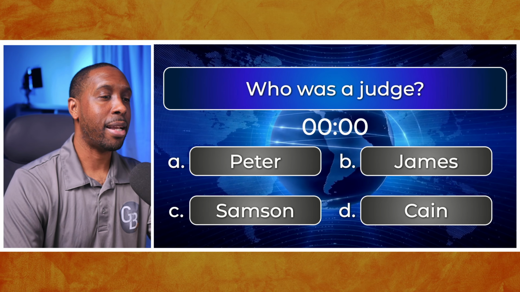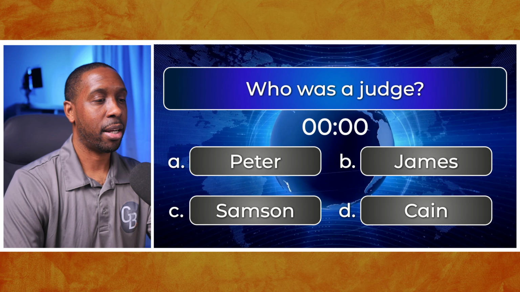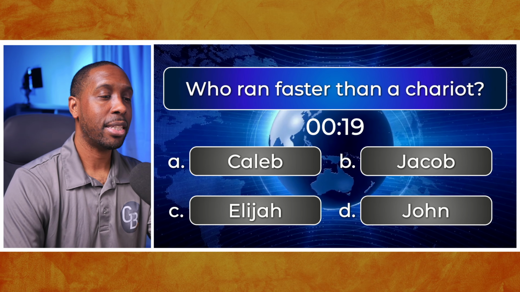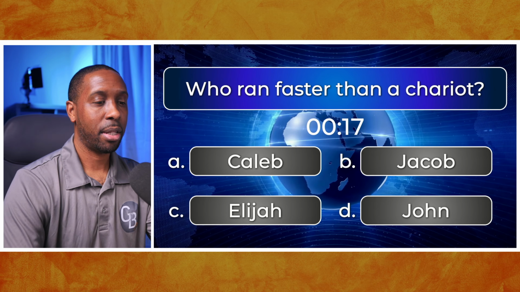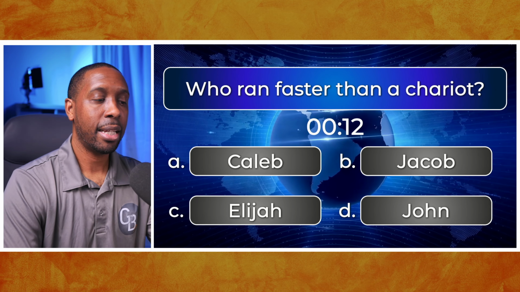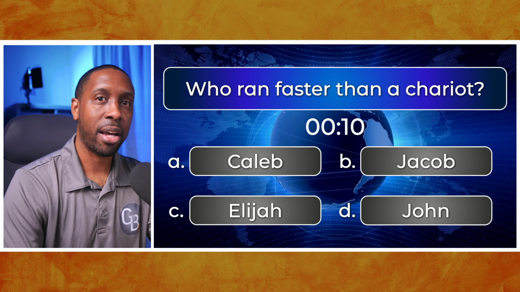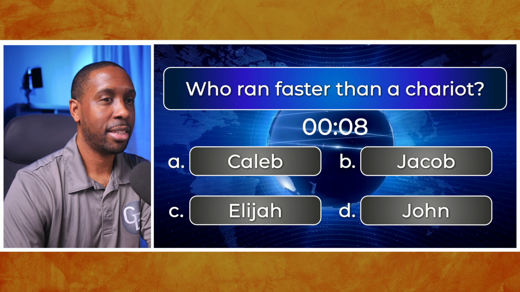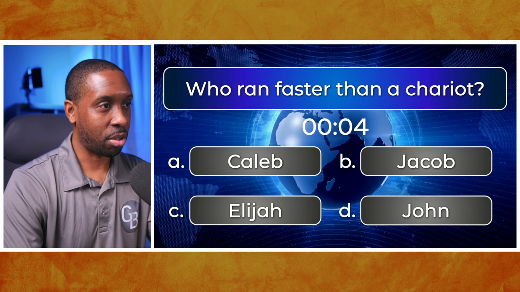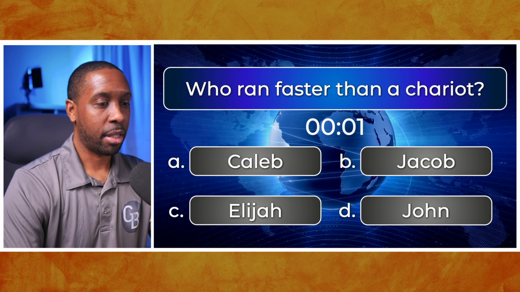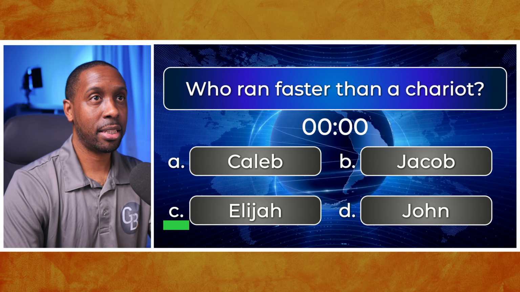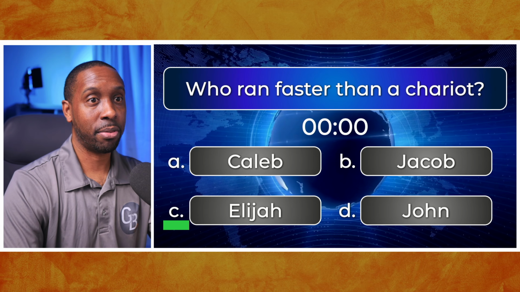All right. Now let's go on to our next question. Who ran faster than a chariot? Was it A, Caleb, B, Jacob, C, Elijah, or D, John? Who ran faster than a chariot? This is getting fun. All right. So you guys already know the answer because I showed you earlier, but let's see. No pun intended. And the answer is C. Elijah ran faster than the chariot.